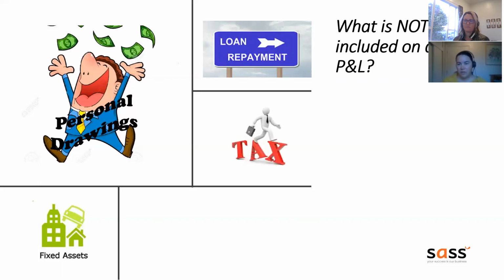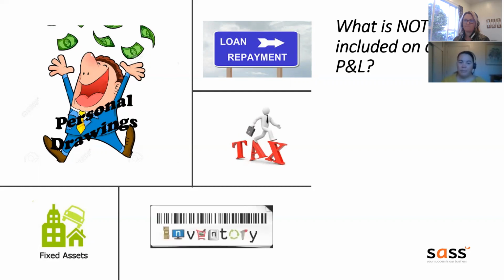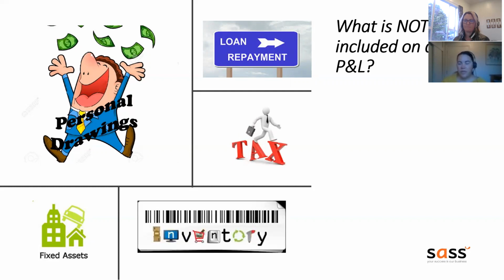Also, what's not included on our P&L is our tax payments. Those could be personal or company. And the purchase of inventory. So if you run inventory in your business, when you purchase all those goods, they don't show on the P&L yet. Not until you sell them.